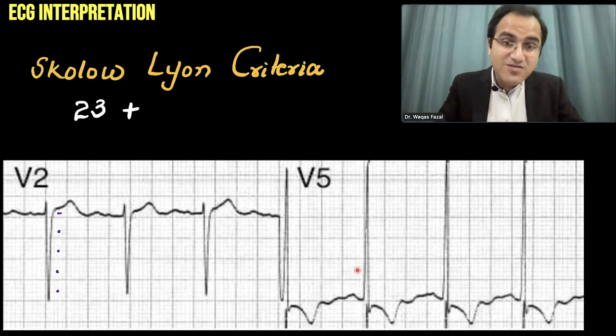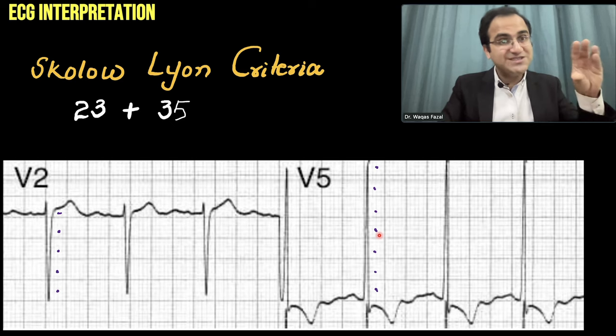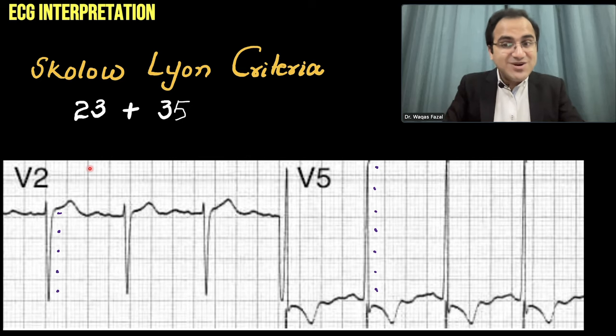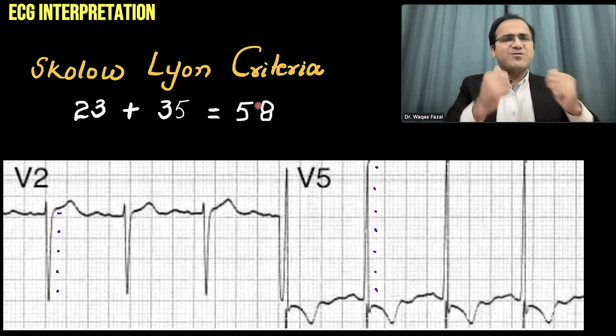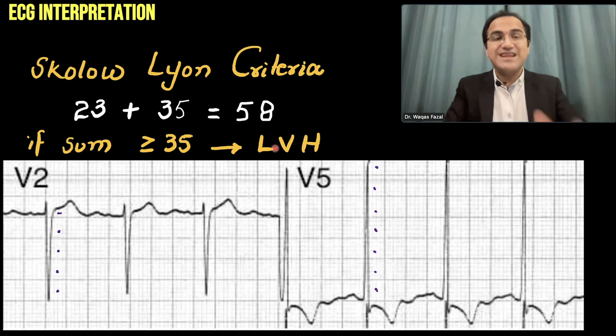Now let's calculate the size of the R wave in V5. We'll start from here till here. We have 1, 2, 3, 4, 5, 6, 7, almost, since we have an extra part over here. So this is 7 large boxes. Each large box is equal to 5 millimeters, so 7 large boxes multiplied by 5 is 35. Now we add the size of the S wave in V2 and the R wave in V5. If the sum is greater than or equal to 35, it indicates that there is left ventricular hypertrophy.